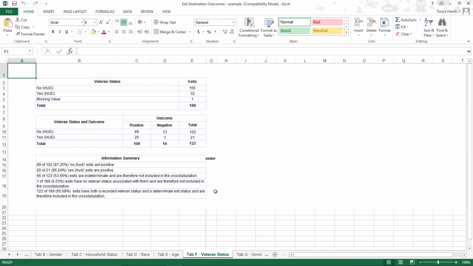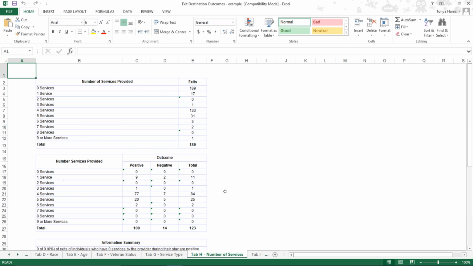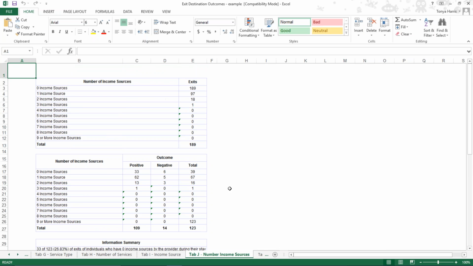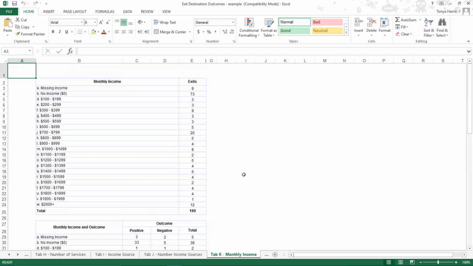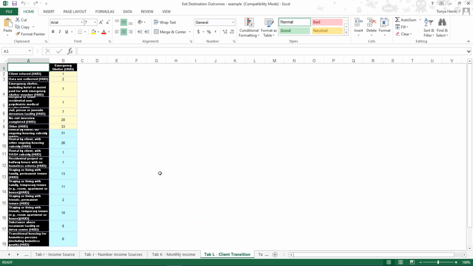And then we have veteran status, okay? And then we have services. And then we have more services. We have income. And we have number of income sources. And then we have monthly total income. And then we have client transition. So this is kind of like where they went to. Okay.